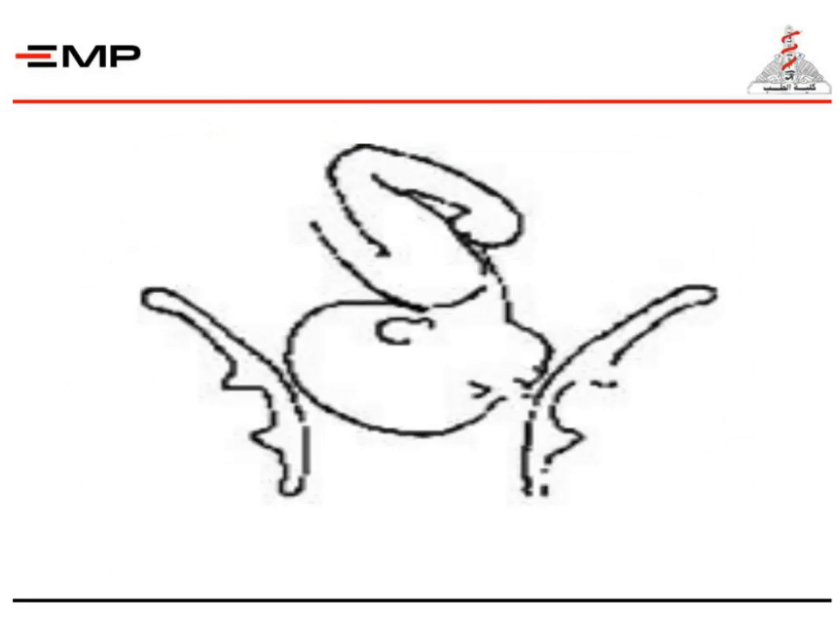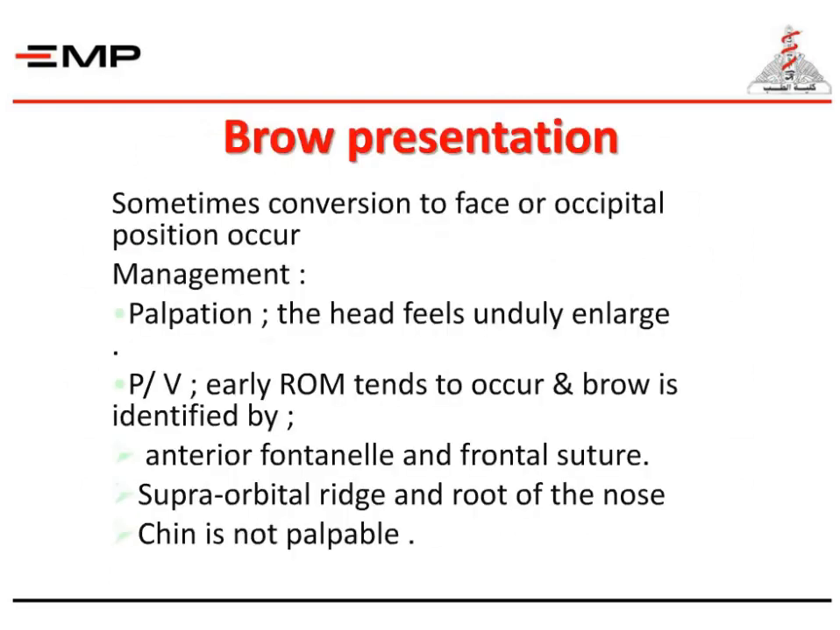Here is the picture which explains the trial of engagement in case of brow, which is impossible. Sometimes conversion to face or occipito-posterior can occur. Management: by palpation, the head feels unduly large. By vaginal examination, early rupture of membranes occurs and the brow is identified by the anterior fontanelle, the frontal suture, supraorbital ridge, and the root of the nose. The chin cannot be palpated, which differentiates it from the face.